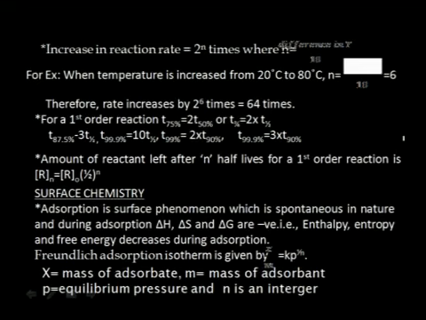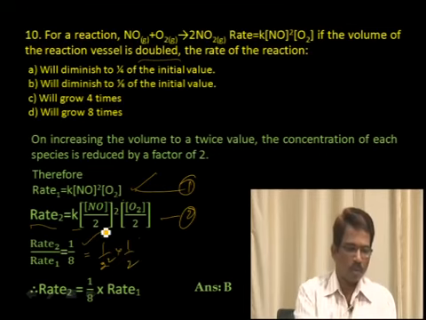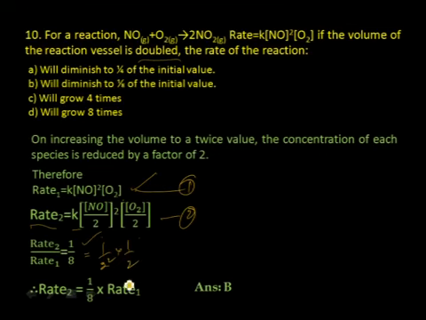So therefore, when the volume of the reaction vessel is doubled, the concentration becomes half, and therefore the rate after doubling the volume is equal to K into NO by 2 squared and O2 by 2. If I divide equation 2 by equation 1, you get rate 2 by rate 1 equal to 1 by 2 squared into 1 by 2, obviously 1 by 4 into 1 by 2, and that is equal to 1 by 8. Rate 2 is equal to 1 by 8 times rate 1, which means the correct option is option B, which will diminish to 1 by 8 of the initial rate of reaction.